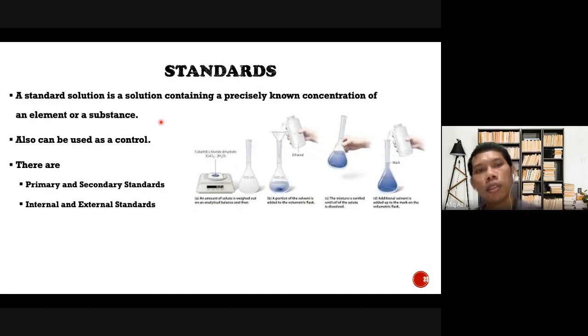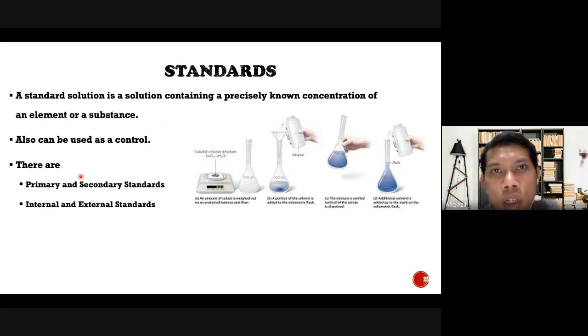And then you also need to know about standards. Standards are very important not just in the pharma industry, but in other analytical chemistry as well. Standards are converted into standard solutions. A standard solution is a solution containing a precisely known concentration of an element or a substance. It can be used as a control or as a reference. When you do an analysis, you have to refer to something.